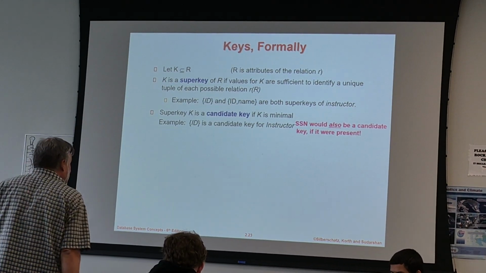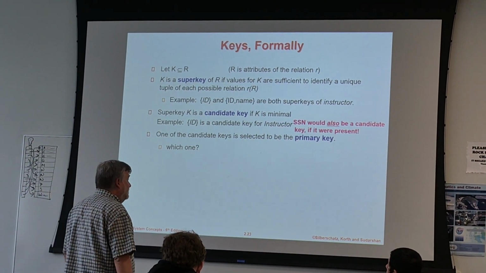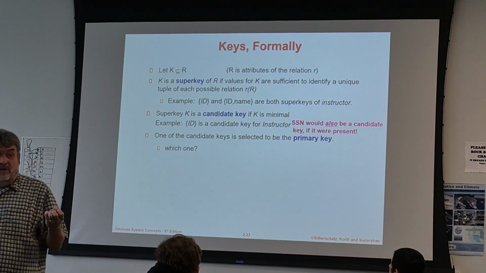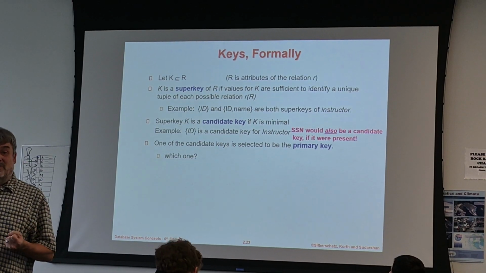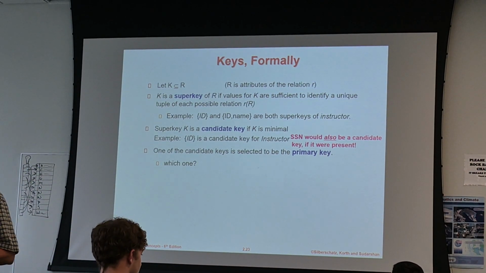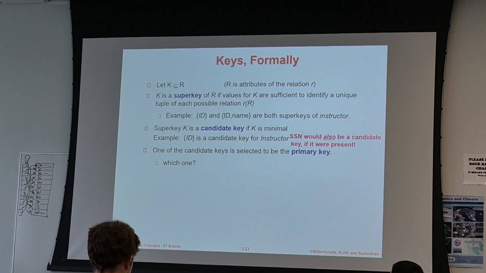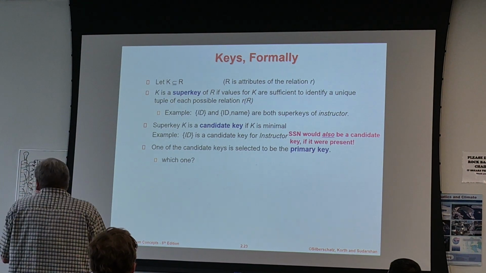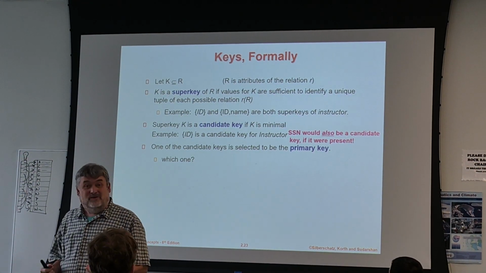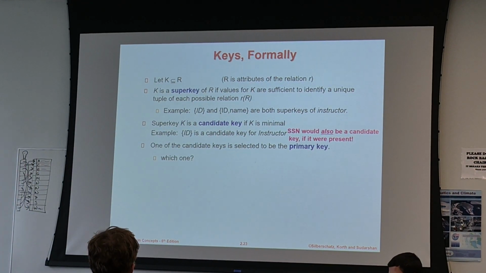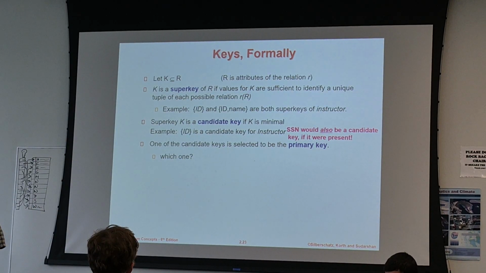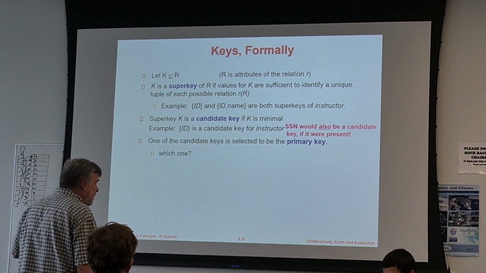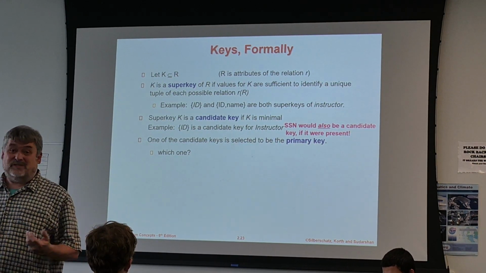So yeah, I added that when it occurred to me one day that SSN, Social Security number, would also be a candidate key of the instructor table if the instructor table had that attribute. Yours doesn't, but there's no reason why a table should only have one candidate key, just like there's no reason why it should only have one superkey. So that's why we say one of the candidate keys will be selected to be the primary key. We're going to go with whatever seems safest to us.